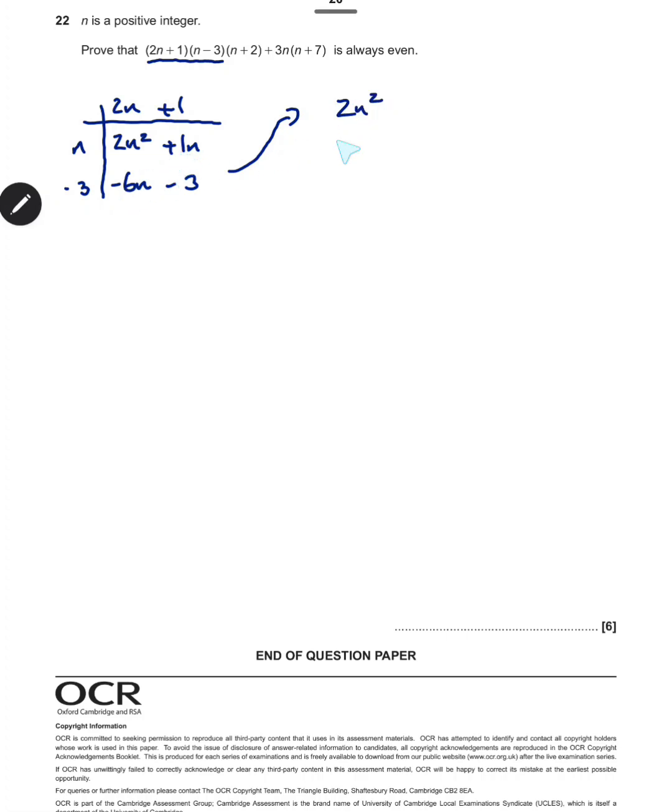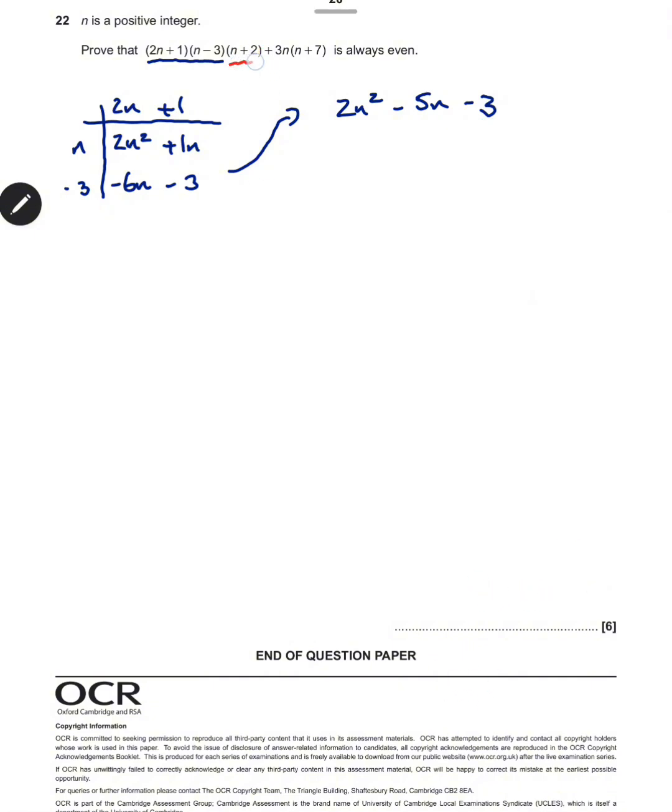Final question on this paper, we've got an algebraic proof to do, and it just involves loads of brackets. So if you're ever unsure what to do on an algebraic proof and you've got brackets, just start expanding. You've got 2n plus 1, and we're going to multiply by n minus 3. 2n times n is 2n squared. N times 1 is 1n. This would be minus 6n, and this would be minus 3. And all that is going to simplify to 2n squared plus 1n minus 6n is minus 5n minus 3.